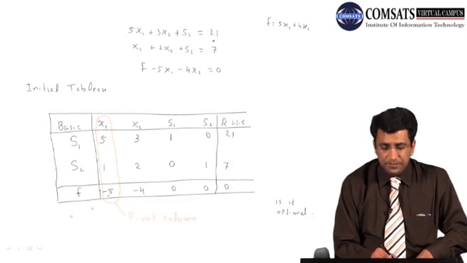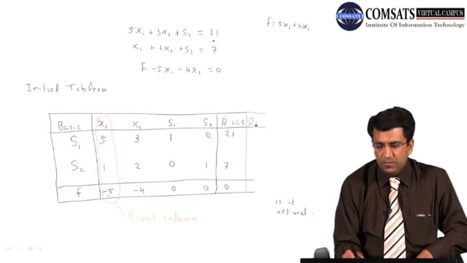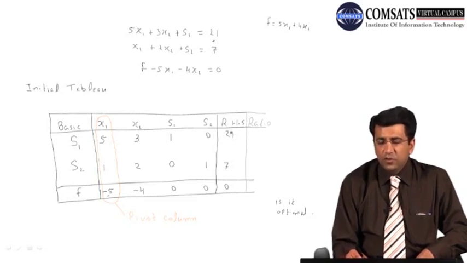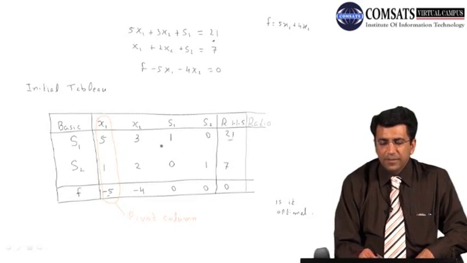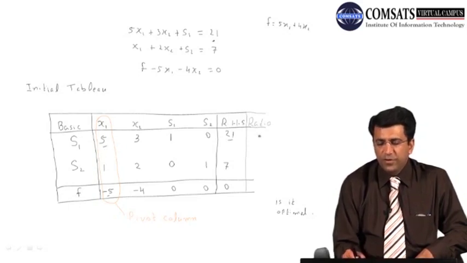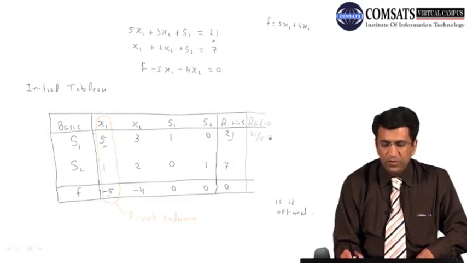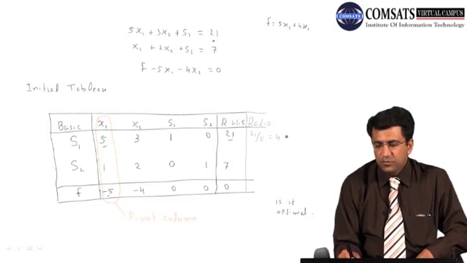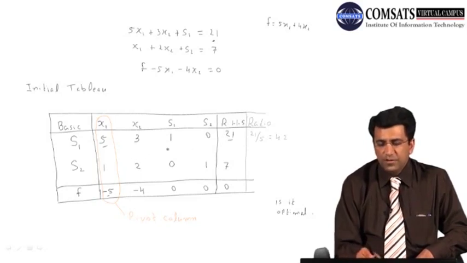In the next step, class, we will make another column which is referred to as the ratio column. Now this is the ratio column. In this ratio column, we will divide the right hand side by the coefficient marked in the pivot column. So in this case, we will divide 21 by 5, and we get 4.2. This is the value for this particular row.